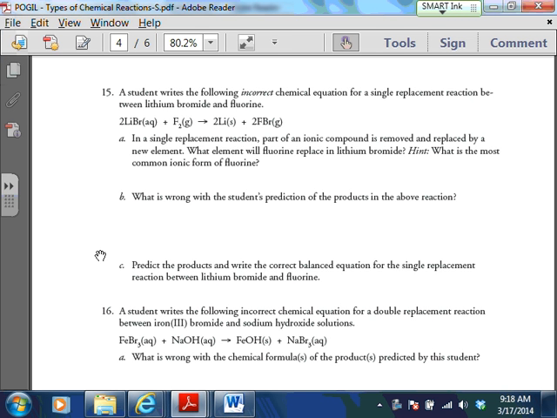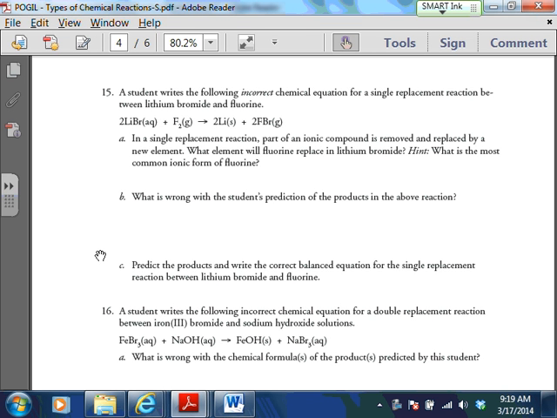Now, I talked to several of you about this already, so you already know this. But what's wrong with this right here? Well, actually, I think it is balanced, isn't it? You replace the metal with a non-metal. Okay, yeah. So remember, a metal replaces a metal. A non-metal replaces a non-metal. Okay, so look what's happening here. You've got lithium with bromine, and then you've got fluorine. Okay, what's fluorine? Non-metal. It's a non-metal. Good, we're getting this.